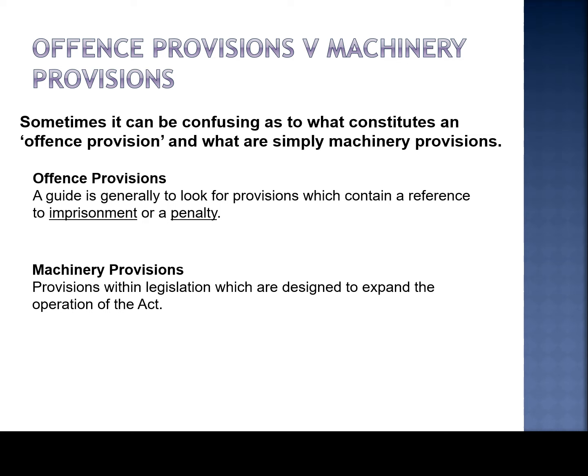So instead of having an offence provision for every individual weapon that's potentially available to possess, the machinery provision is the schedule, and the offence provision will say it's an offence to possess a Schedule A weapon. And then the schedule will expand on that to define what a Schedule A weapon is. So I hope that explains machinery provision a little bit better for you.